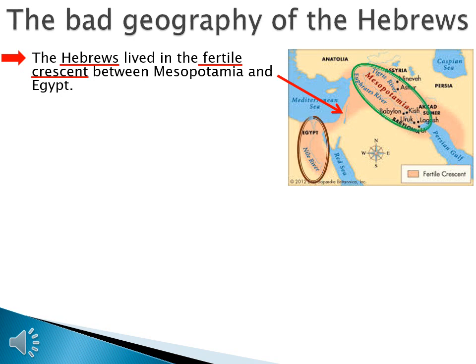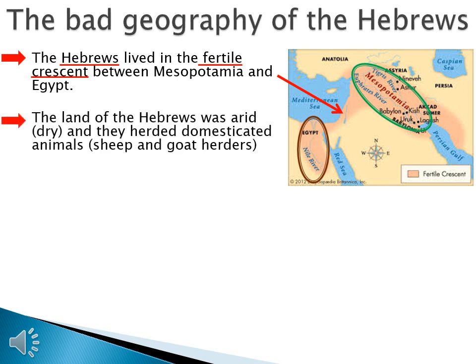Now we know that Mesopotamia has two rivers, fertile soil, and that the Mesopotamians are farmers. We know that Egypt has one river, fertile soil, and the Egyptians are farmers. The land of the Hebrews was arid, which means it was dry, and they herded domesticated animals. In other words, the Hebrews are sheep and goat herders.